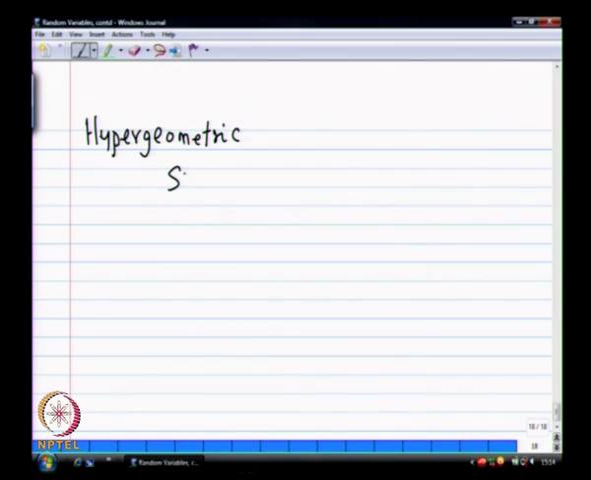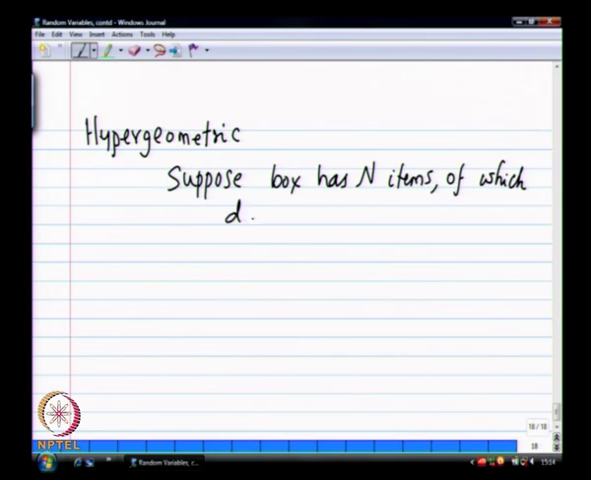So suppose there is a box with N items, and D are defective. That D is either known or simply guessed based on past information. You know that a fixed fraction of N is defective, maybe 10-15%. So D is some fraction of this N that you know.